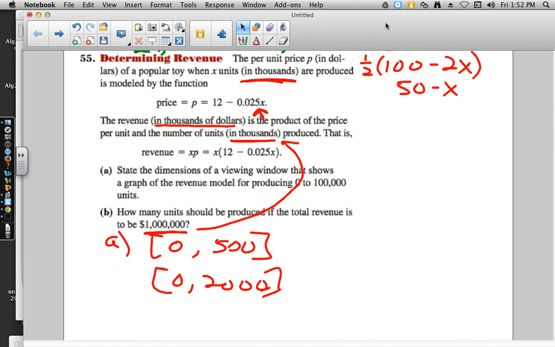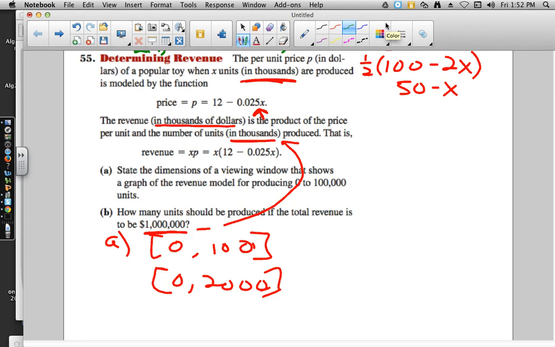So state the dimensions of a viewing window that shows a graph of the revenue model for producing 0 to 100,000 units. Well, if we're just going to do the 0 to 100,000 units, then we could have stopped right here at 100,000 units. But what we need to do is figure out, or actually that would be the top one here. So that would do it as well, but we wouldn't have seen the very top of that graph. So to meet their specs, you'd have to have 0 to 100 in the first portion of this, the domain, the X's. But kind of up to us for that second one. They had 0 to 1,000, but you're not going to see the top of that curve, top of that quadratic if you do that. So maybe 2,000 would be a little bit better.